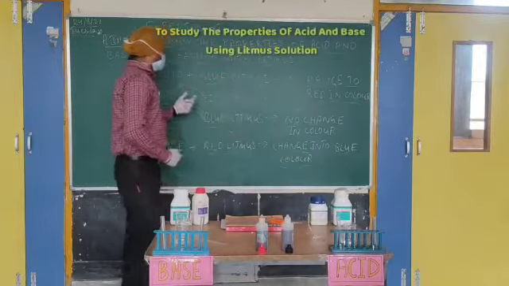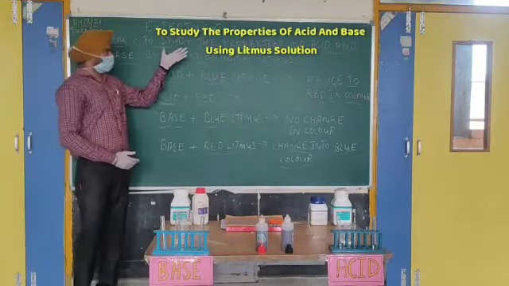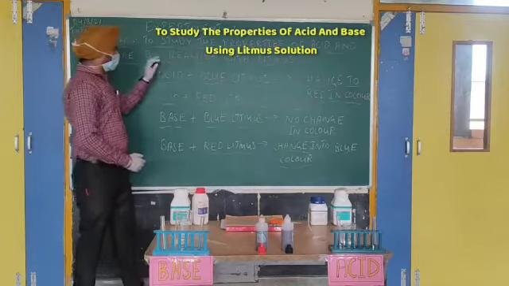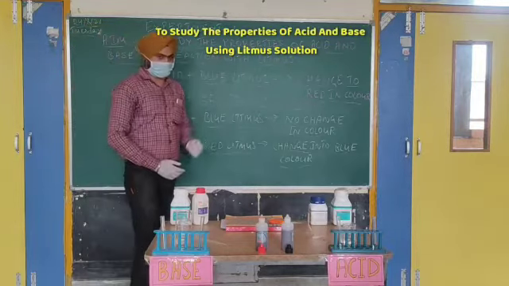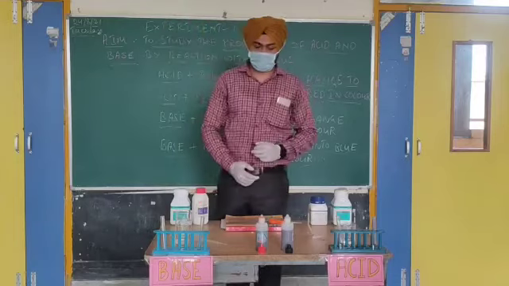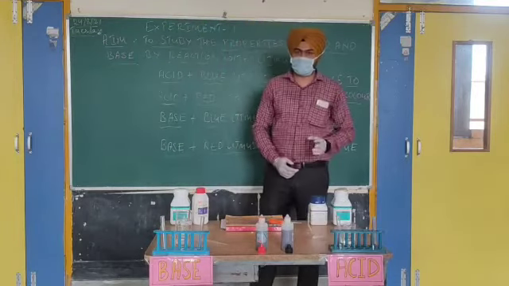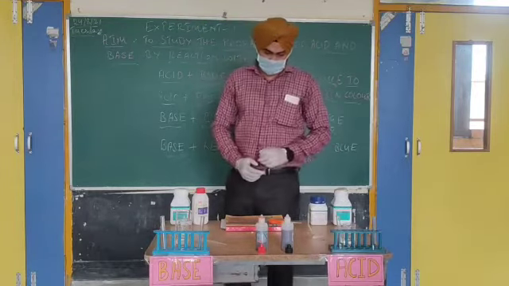As you may see on the board, the name of the experiment is to study the properties of the acid and the base by the reaction with the litmus. So in this experiment we are going to know what happened to the acid or the base when the litmus solutions are added. So for that, let's start.